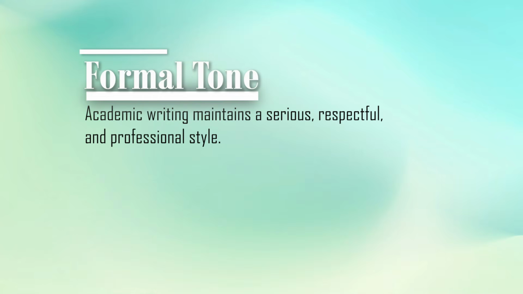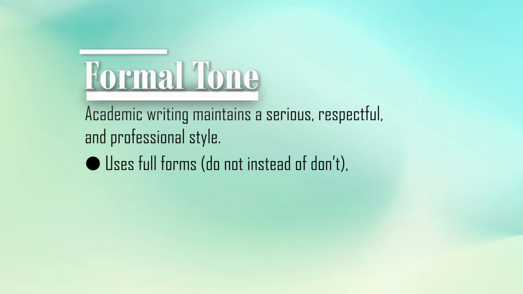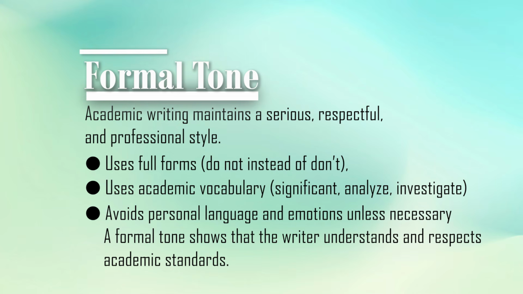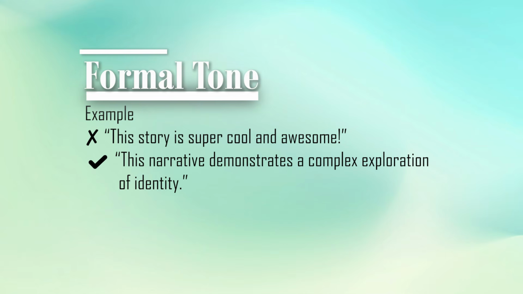Now let me discuss the characteristics of academic writing. The first one is the formal tone. Academic writing should maintain a serious, respectful, and professional style. It should use full forms. Instead of don't, you should write do not. Use academic vocabulary. That means using words like significant, analyze, or investigate. Avoid personal language and emotions unless it is necessary. A formal tone shows that the writer understands and respects the academic standards. For example, instead of saying, this story is cool and awesome, you should write, this narrative demonstrates a complex exploration of identity.